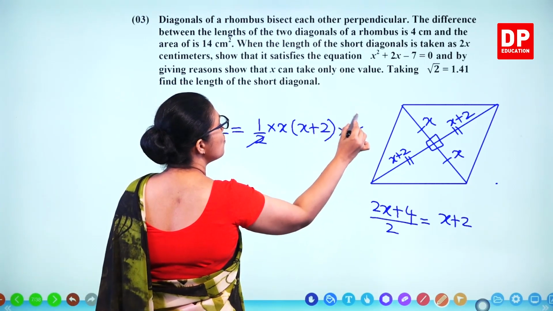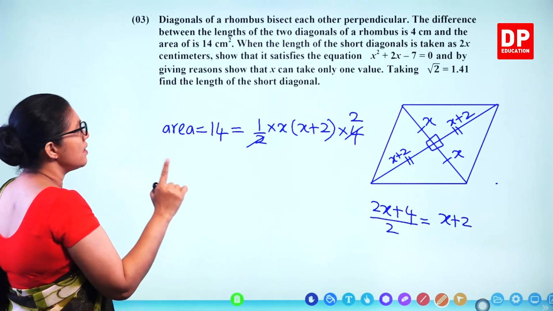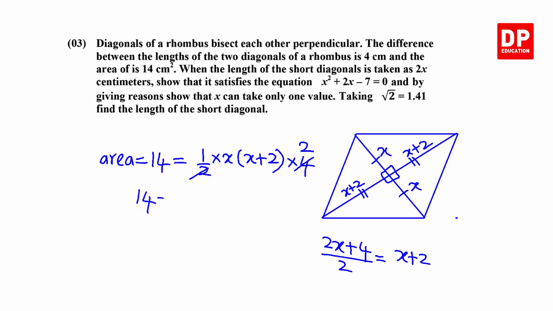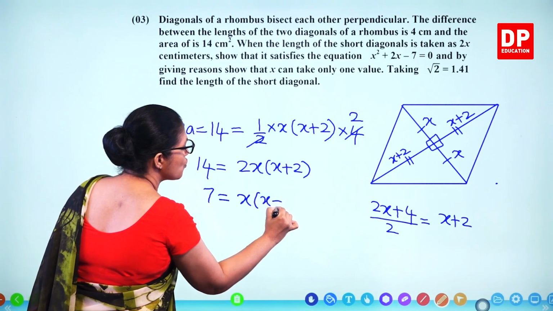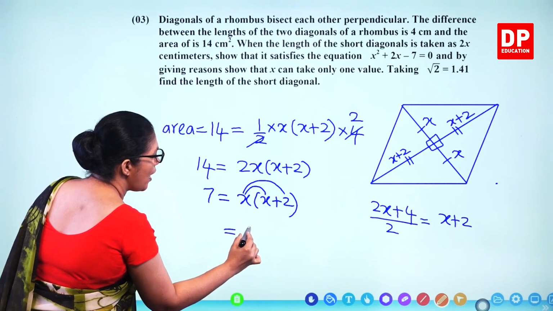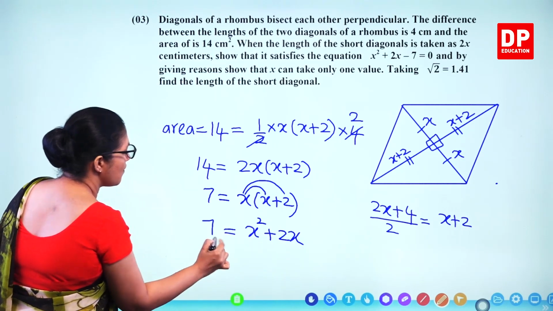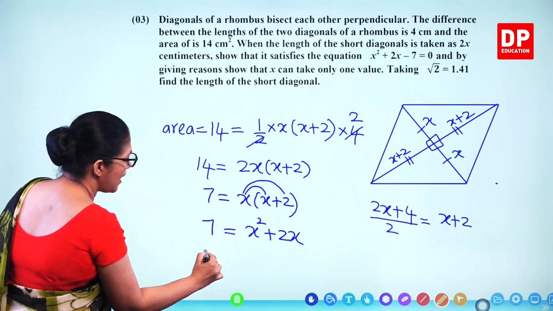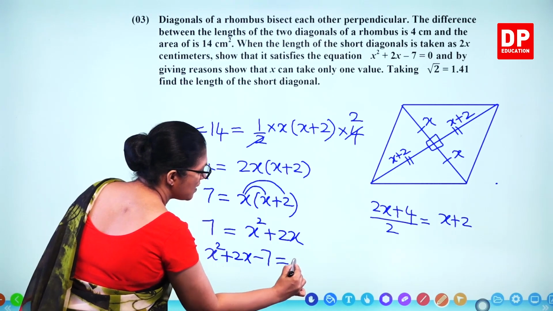2 times 2, and you get 14 is equal to 2x into x plus 2. Divide both sides by 2. 7 is equal to x into x plus 2. Multiply and expand the brackets. X squared plus 2x is 7. So take all terms to one side. X squared plus 2x minus 7 equals 0.